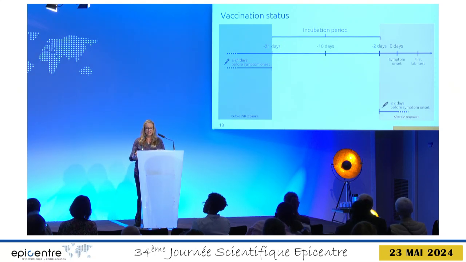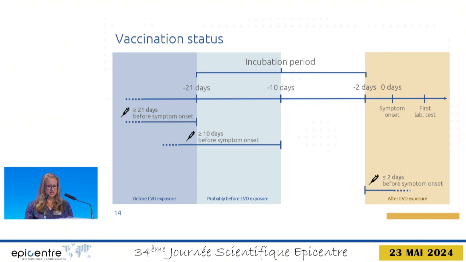However, we know that antibody protection occurs 10 days after vaccination, and that other research has used the same cutoff when considering vaccination status categories. As such, we considered those vaccinated 10 days or more before symptom onset to have probably been vaccinated before EVD exposure. And those vaccinated 3 to 9 days before symptom onset were classified as probably vaccinated after EVD exposure.